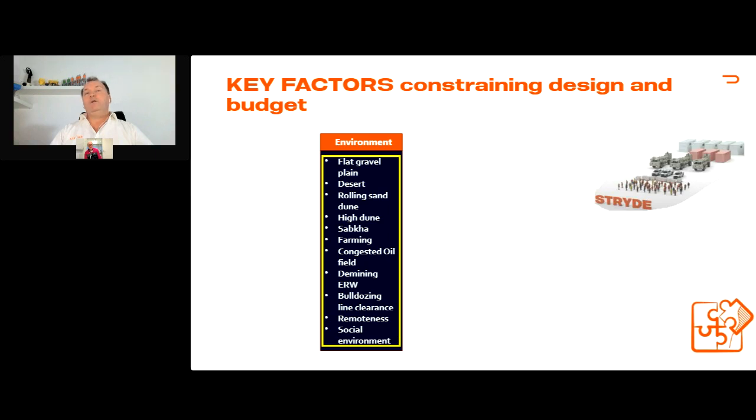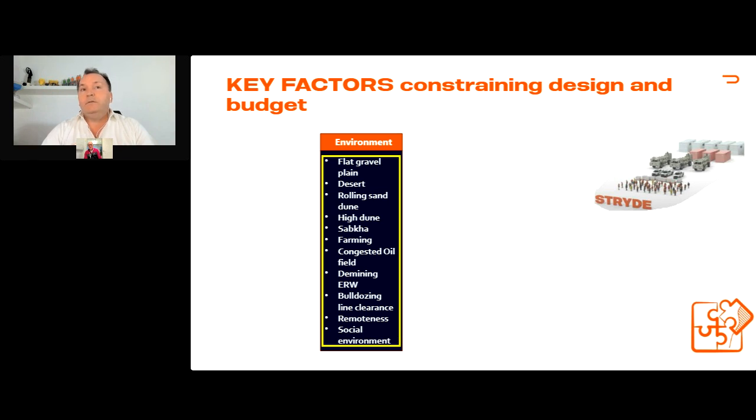We had forgotten with Claudio one table of key factors, which is the environmental, the surface condition, what is on the ground. And that may be the one that has the biggest impact on what you want to do, on what you want to achieve. For the MENA region: flat gravel plain, desert, rolling sand dune, high dune, sabkha, farming, congested oil field in many areas of the MENA region.